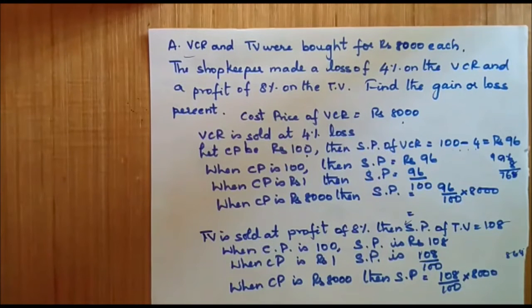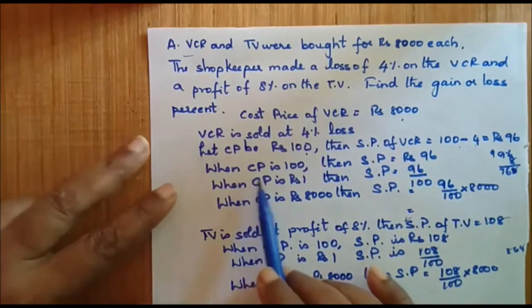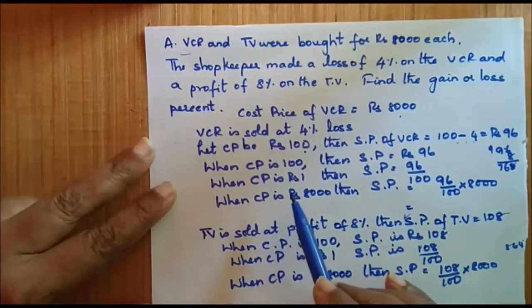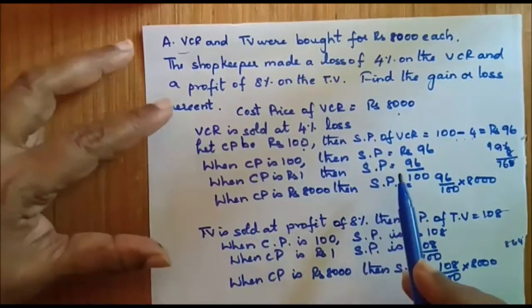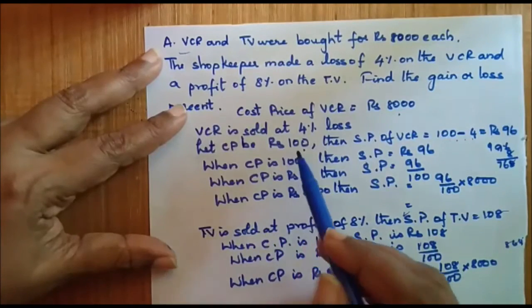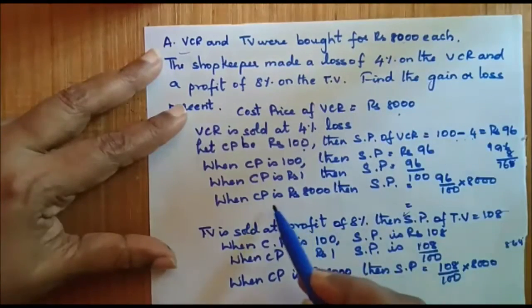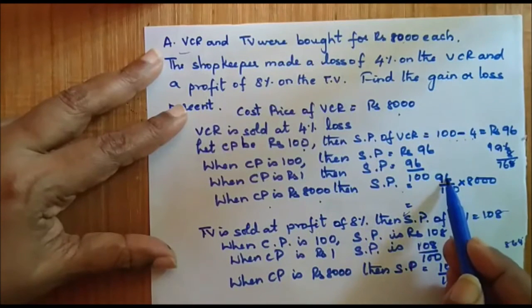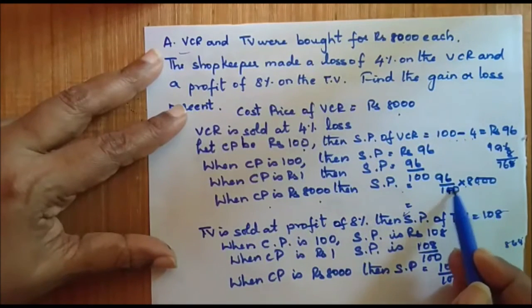So we assume the cost price to be 100. So 100 minus 4 will be 96. So when cost price is 100, selling price is 96. When cost price is 1, then selling price is 96 by 100. When we are given the cost price is 8,000, then selling price will be 96 by 100 into 8,000.